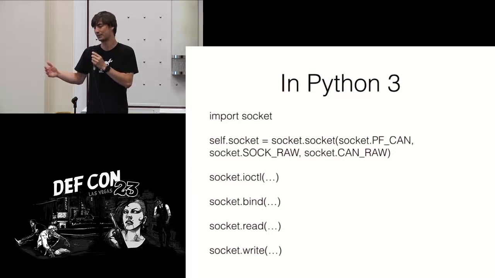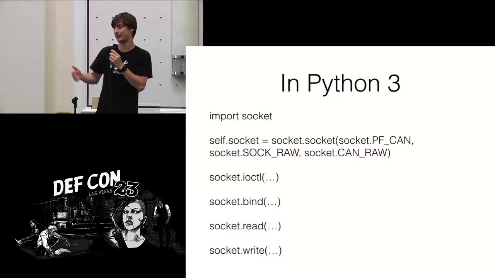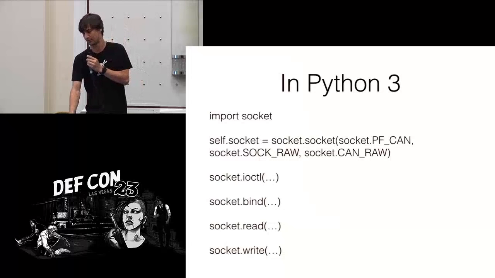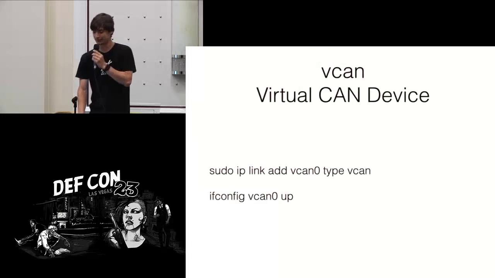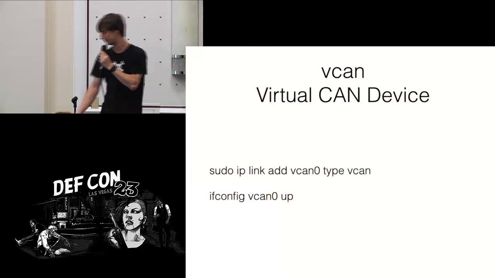You fill up a buffer. Rather than sending a normal IP buffer, like TCP or UDP, you populate a CAN frame struct, and you say, hey, send this CAN frame struct, or read me in a CAN frame struct, just like you would with TCP or UDP.